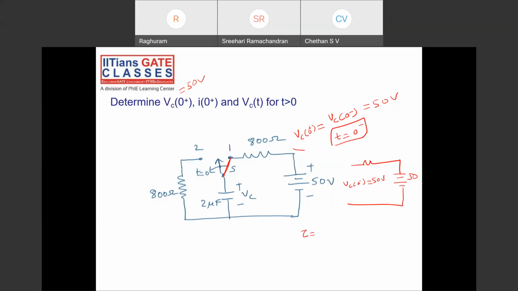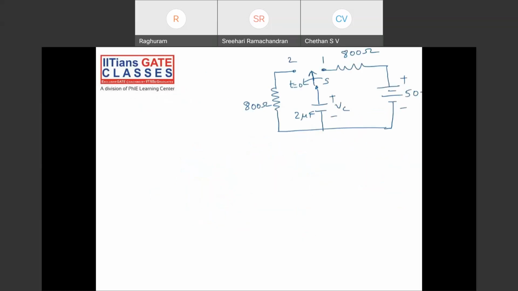Okay, now find tau. For finding tau, what should I do? At t equal to 0 plus, the switch is moved from position 1 to position 2. This is the circuit now: 800 ohms and 2 microfarads plus minus Vc. So tau is equal to R into C, 800 into 2 into 10 power minus 6, which is 1600 microseconds, or 1.6 into 10 power minus 3.